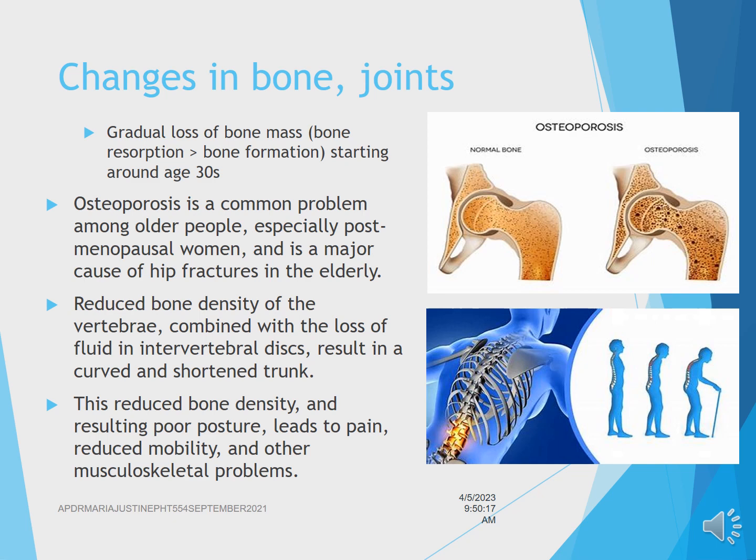So osteoporosis is a common problem among older people, especially postmenopausal women, and it's a major cause of hip fractures in the elderly. Reduced bone density of the vertebrae combined with the loss of fluid in the intervertebral disc results in a curved and shortened trunk. This reduced bone density and resulting poor posture leads to pain, reduced mobility, and other musculoskeletal problems.